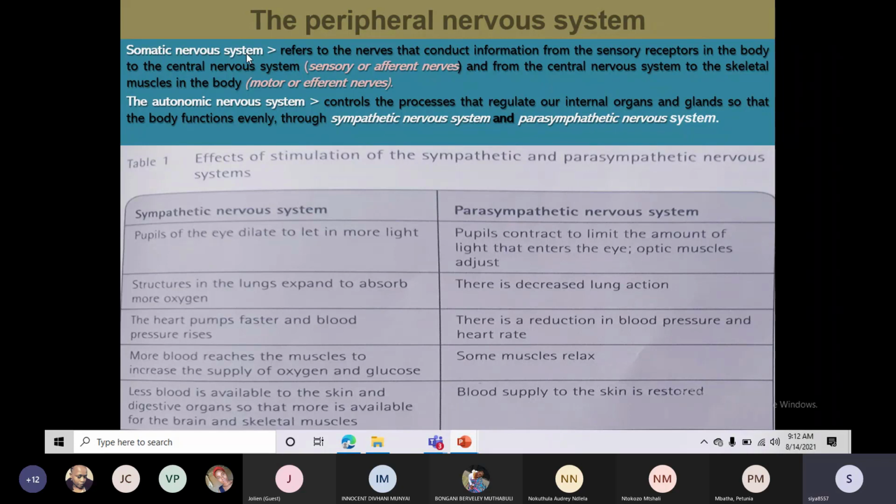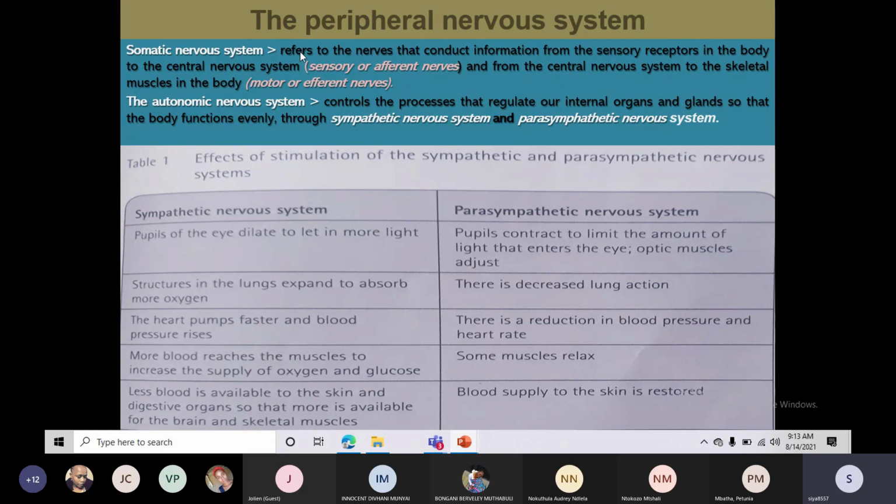Somatic nervous system, what's your understanding of the somatic nervous system? It refers to the nerves that conduct information from the sensory receptors in the body to the central nervous system. Remember, sensory receptors are the ones that receive messages in the body to the central nervous system. We can say sensory or afferent. Afferent and sensory are almost the same thing. And from the central nervous system to the skeletal muscle.